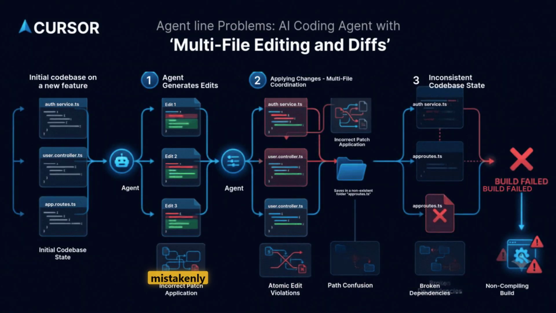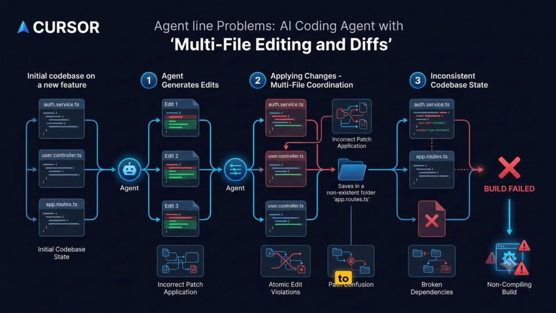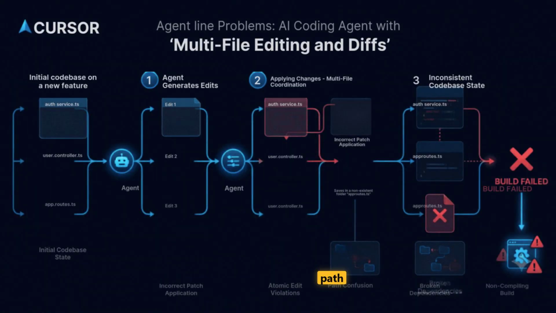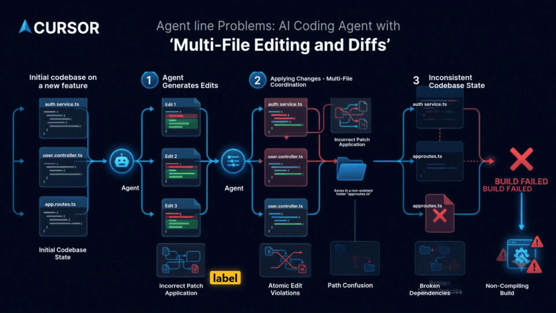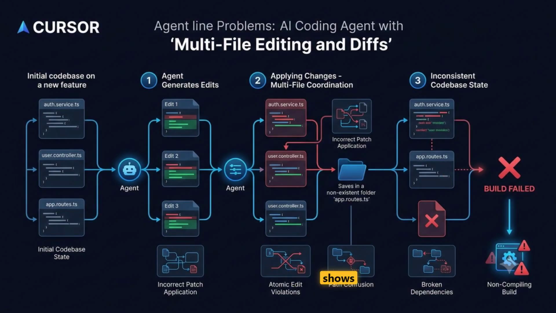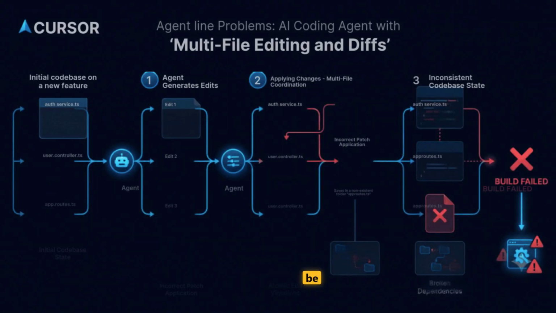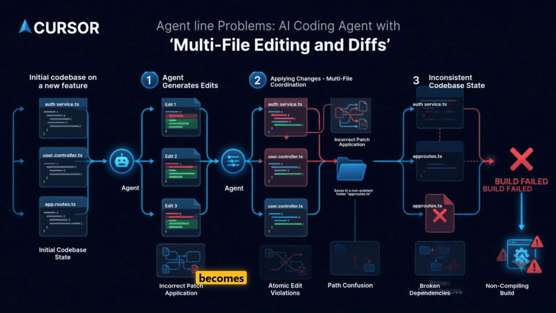The agent mistakenly applies the second patch to the wrong file, auth service, and saves another file into a completely non-existent directory path. That red build failed label on the far right shows the inevitable outcome when dependencies shatter and the compiler crashes. Multi-file edits must be atomic or your code base becomes a minefield.